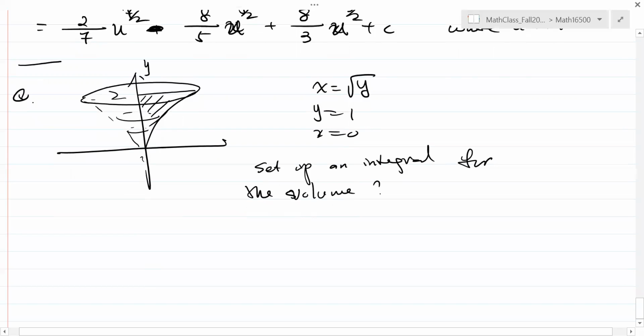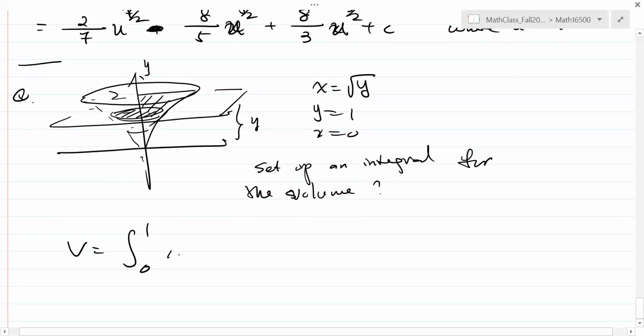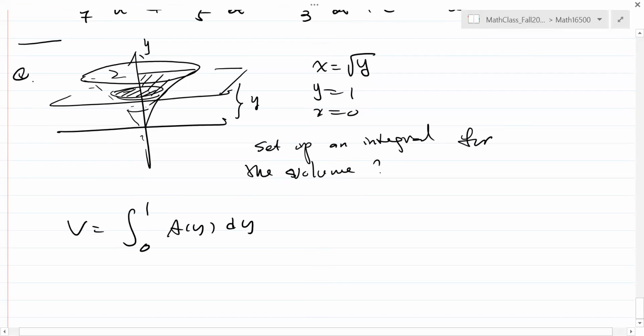Right. Then we have 2 different ways to do it, right? Use a horizontal knife to cut it. So you get cross sections that are going to be disks, right? So the height will be the y variable. So the volume can be the integral from 0 to 1 of A(y) dy. Okay, so you have to express the area of the cross section.